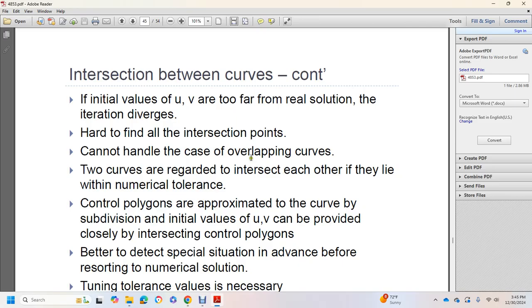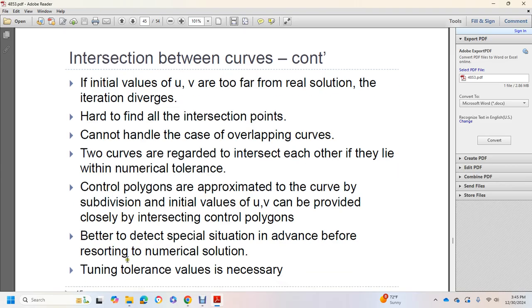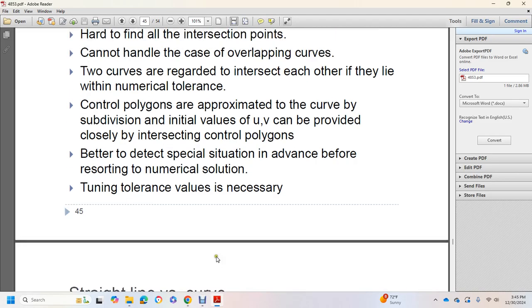Control polygons approximate the curve under subdivision. Initial values of u and v can be provided from closely intersecting control polygons. It is better to detect special situations before restoring the solution within tolerance. Tuning tolerance values is necessary.